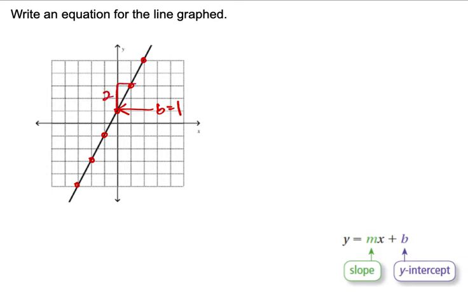The slope goes up 2/1. So the slope is 2. This gives us an equation, y equals 2x plus 1.